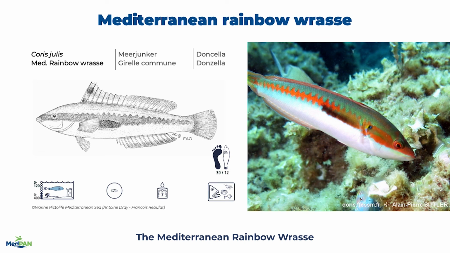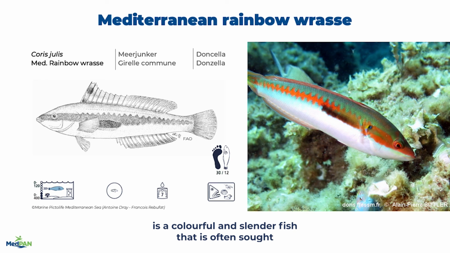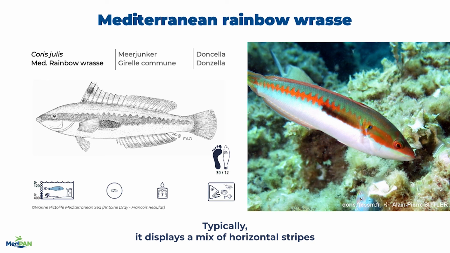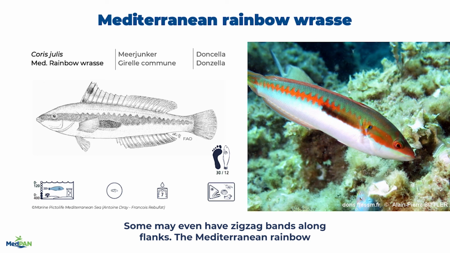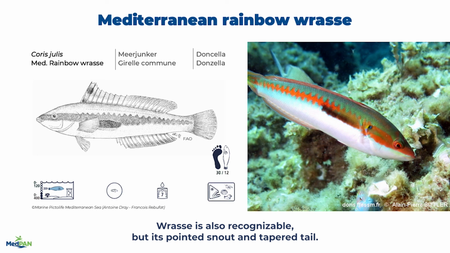The Mediterranean rainbow wrasse, known scientifically as Coris julis, is a colorful and slender fish that is often sought after by recreational fishers in the Mediterranean. It can grow up to 25 centimeters long and is characterized by bright color changes throughout its life. Typically, it displays a mix of horizontal stripes in a variety of colors ranging from yellow to vivid orange. Some may even have zigzag bands along the flanks. The Mediterranean rainbow wrasse is also recognizable by its pointed snout and tapered tail.